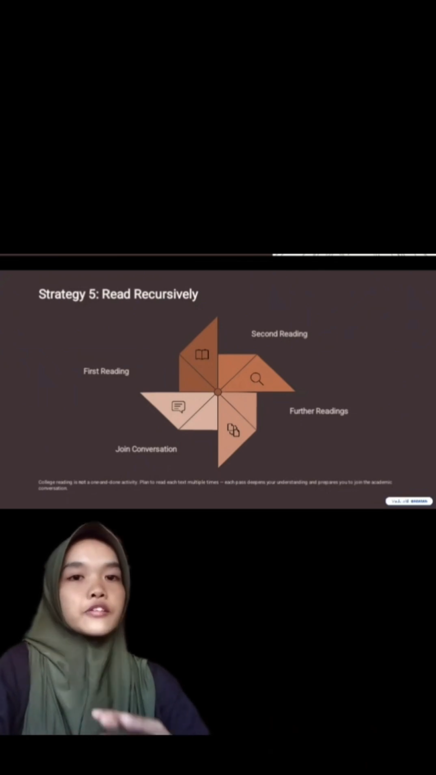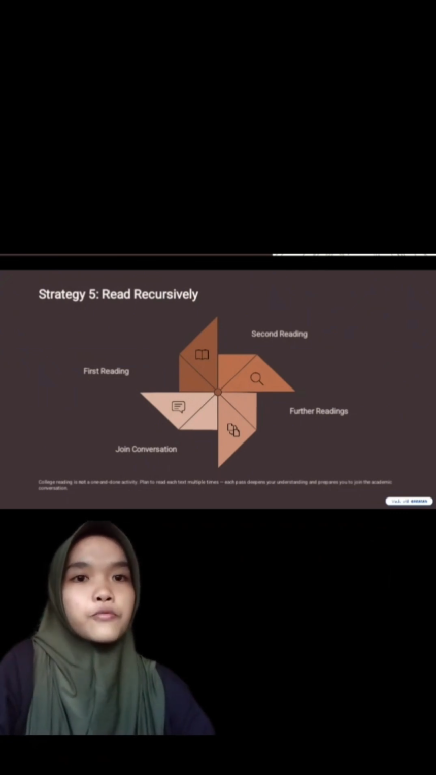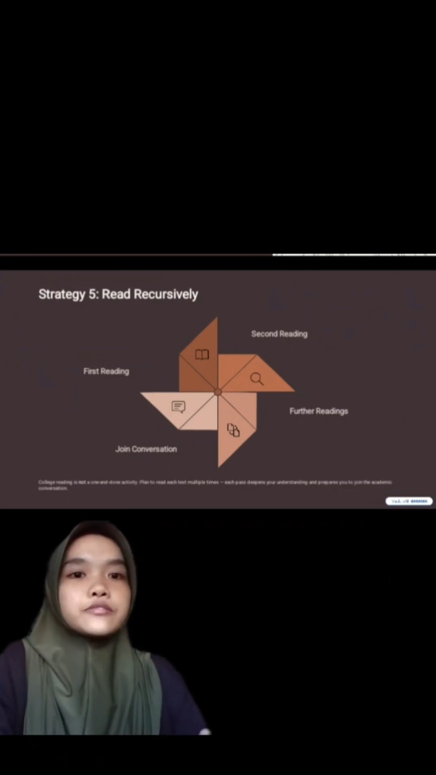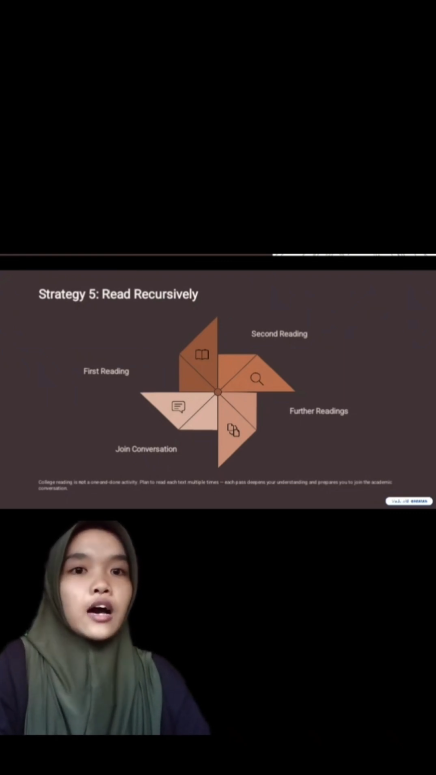Lastly, I will explain strategy 5, which is read recursively. Reading is not a one-time activity. Good readers usually read a text more than once to fully understand it. The first reading focuses on understanding the general meaning and main idea of the text.